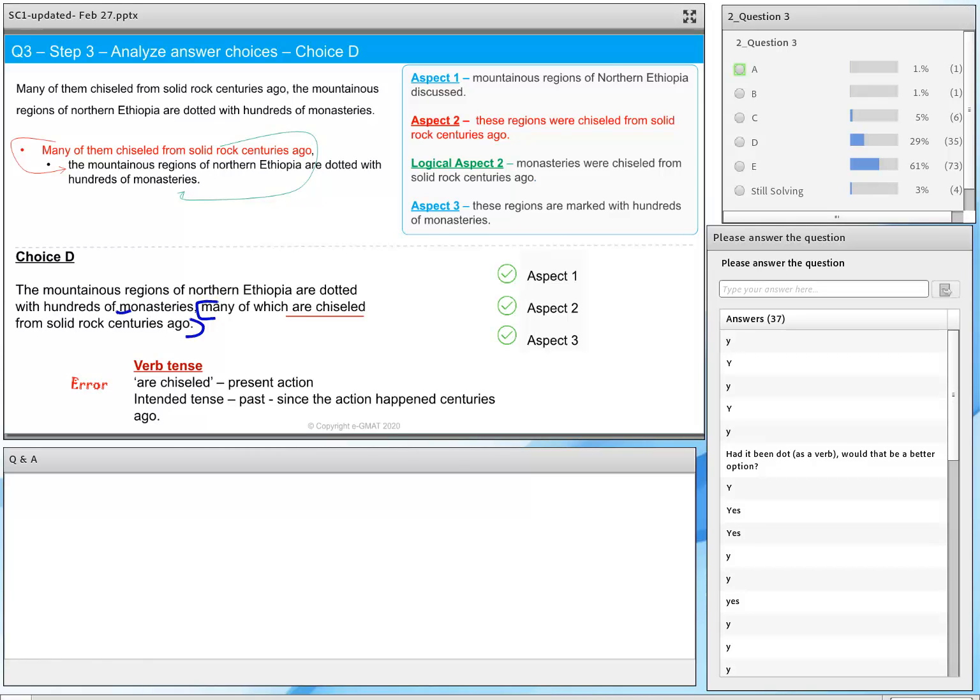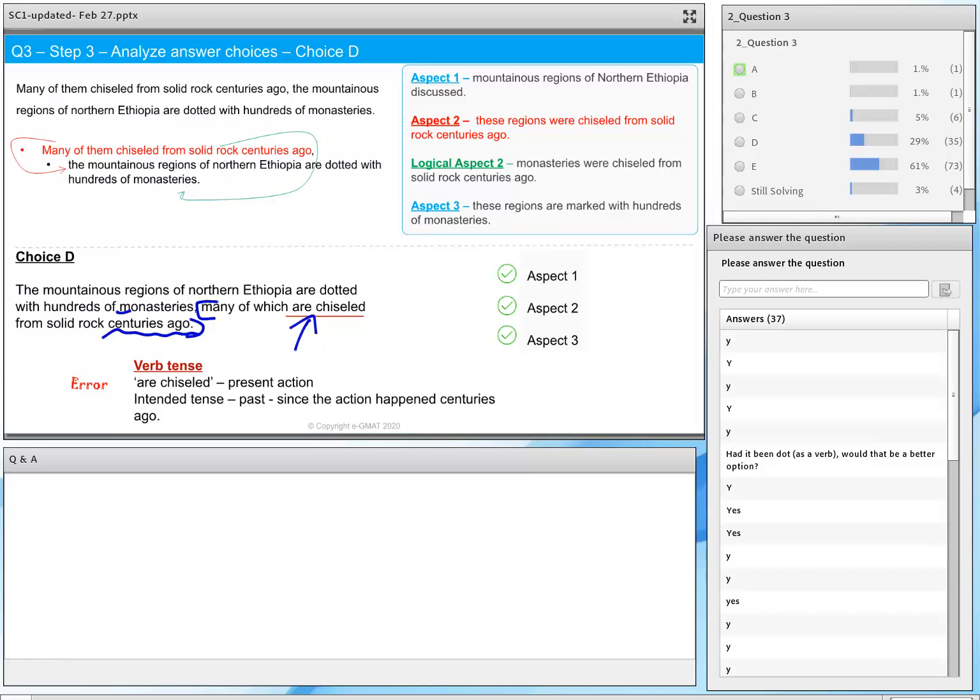But look at this part over here. Centuries ago, an action that took place centuries ago. How can we write that action in simple present tense? We cannot do so, right? An action that has happened in the past, a bygone time, has to be written in the simple past tense. And that's the error that we see in choice D.